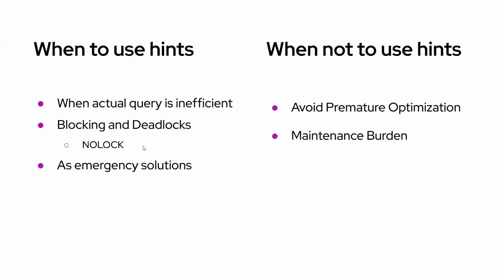Let's talk about when to use hints and when not to use hints. We can use hints when the actual query is inefficient, and also for blocking and deadlocks. We can also use SQL Server hints and settings as an emergency solution. We should avoid blind optimization, which means we have to know why we are putting a hint in there and what the result of that will be.